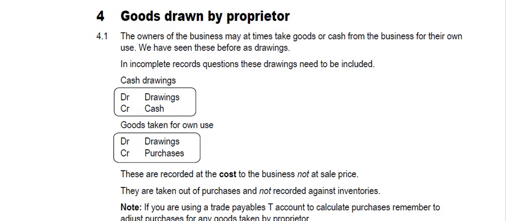We continue with the third and last video on incomplete records. We now look at goods drawn by the proprietor. When the owner of the business takes out either goods or cash from the business, this is known as drawings.